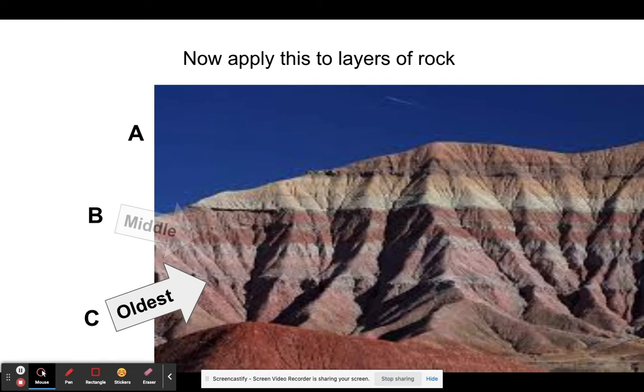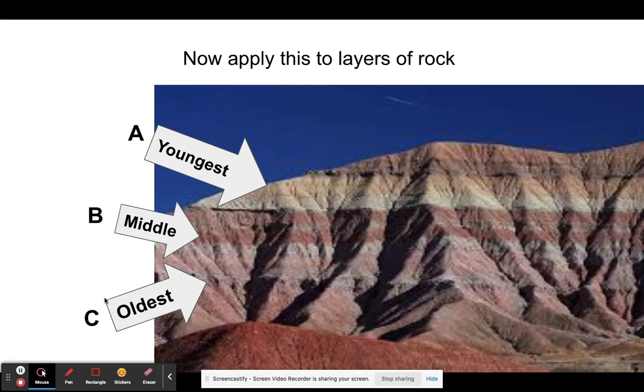If we apply this to rocks, we know this one is the oldest, this one happened next, and this one is the youngest out of A, B, and C. Of course, the very youngest would be right here on the top.